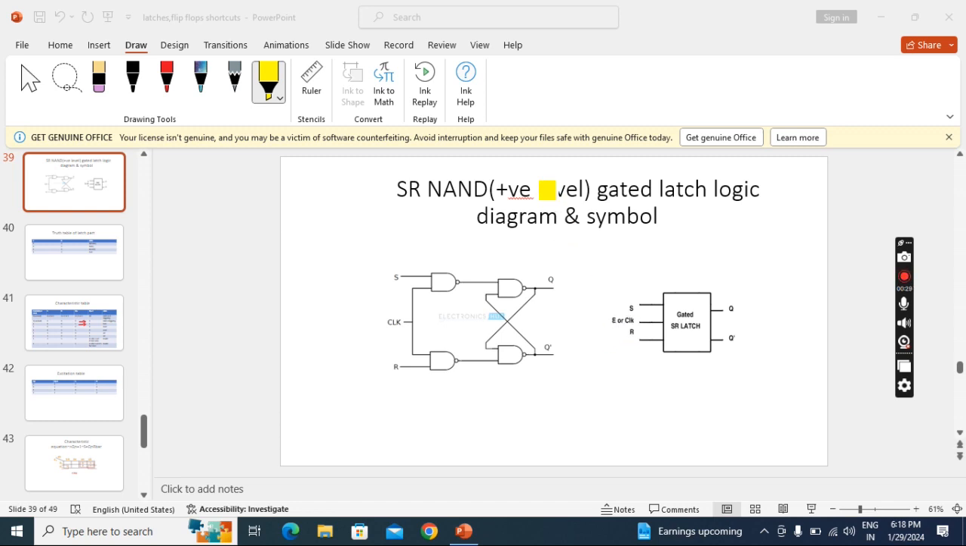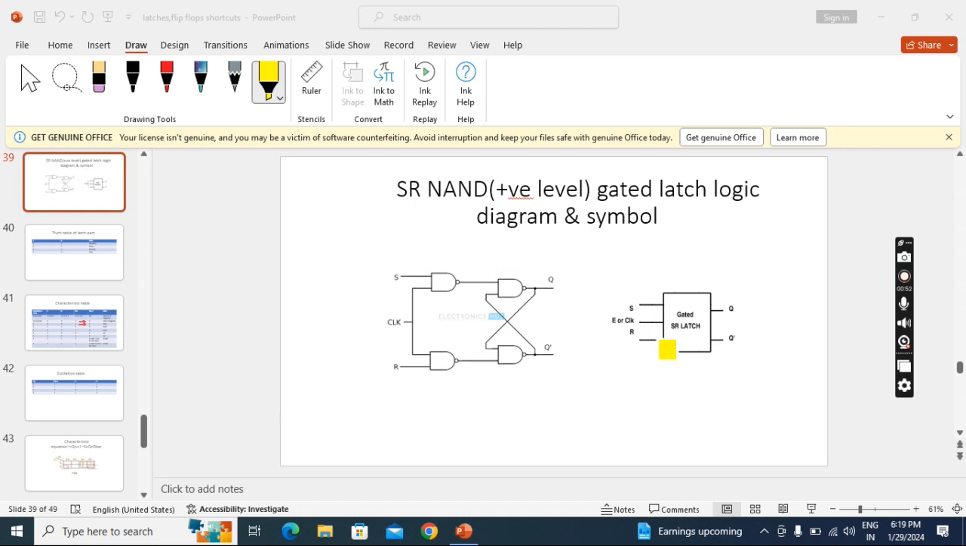Here, positive level means the clock or enable value will be 1. It means it is working with positive level trigger. Their outputs are two, Q and Q bar. So we have to write S and R straight to the Q, in the diagram also.